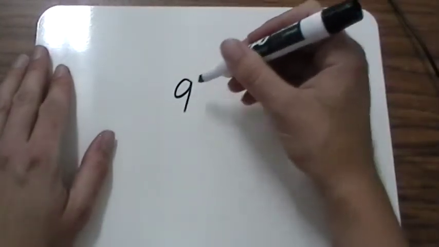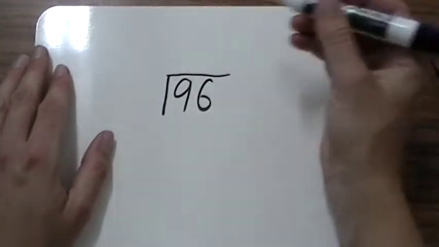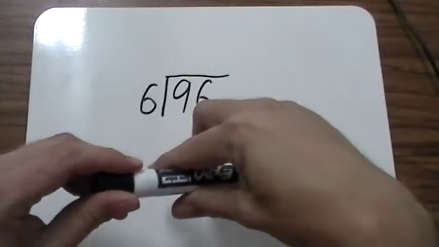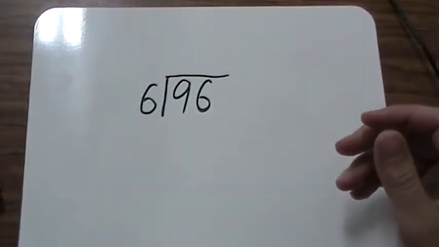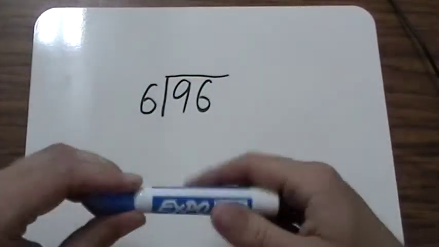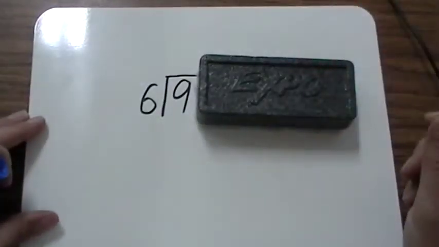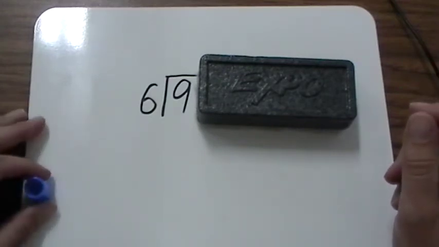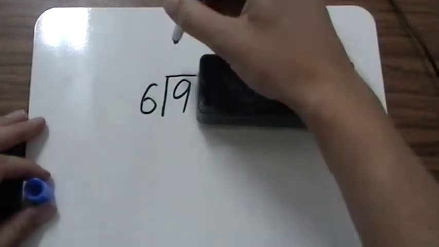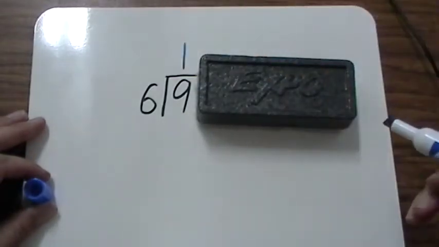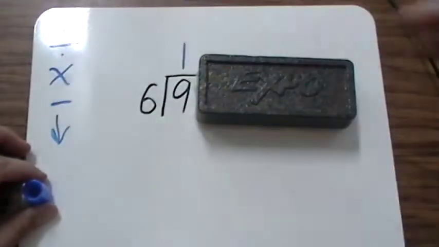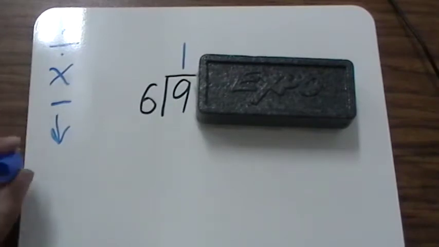Let's say I have 96 in the box and 6 outside. This would be the same thing as saying 96 divided by 6. Now if I'm doing 96 divided by 6, what I need to do is cover up the 6 and just ask myself, well, what's 9 divided by 6? Oh, I know, 9 divided by 6 is 1. Now I do divide, multiply, subtract, and bring down. Divide, multiply, subtract, and bring down.